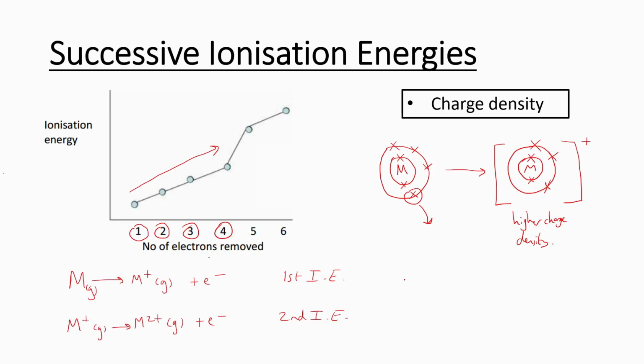So firstly, removing an electron, and here I'm going to cross this out, removing the outermost, still the outermost electron from M+.